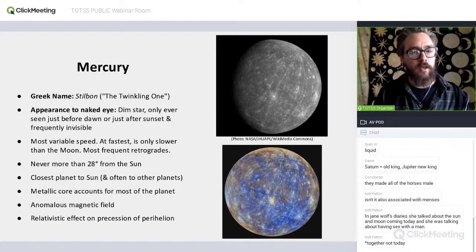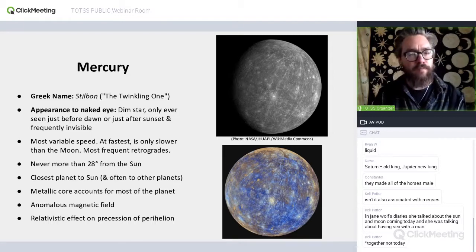All right. Let's see. So next, Mercury, and we've got to keep moving here. We may go a little bit over, unfortunately, again, but I'll try to move a little bit quickly here.